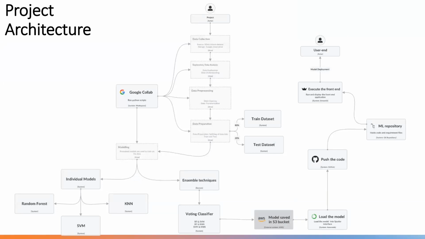This is our project architecture. We used Google Colab to retrieve the data, to perform exploratory data analysis, pre-process the data, and data preparation. And then as part of data preparation, we split the data into training data set and test data set, which was then used for modeling. For modeling, we built individual models like random forest, SVM, and KNN, which were also used to implement ensemble techniques containing the algorithms RF and SVM, RF and KNN, SVM and KNN. Finally, we deployed the project using AWS to make it available for the users.